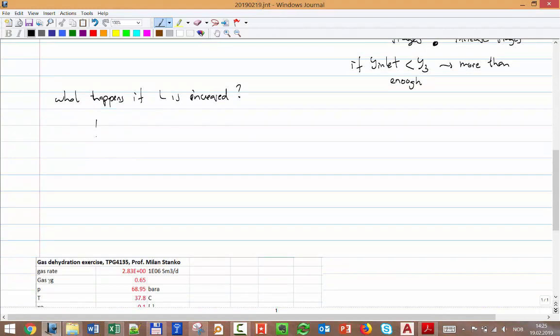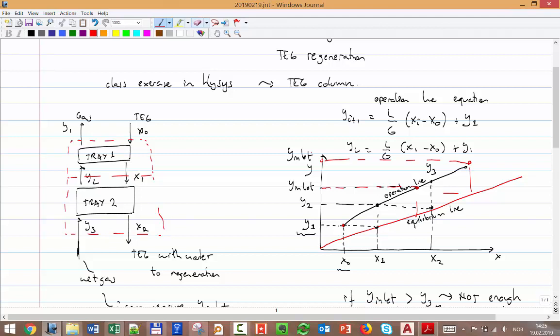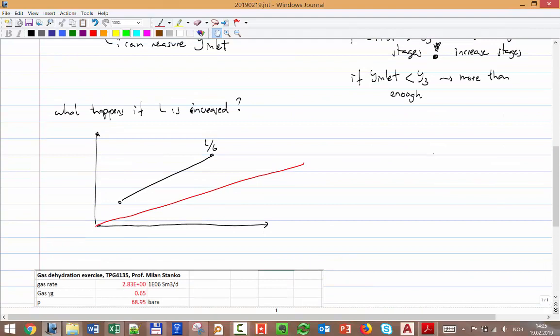L is basically the slope of my operational line. Let's take the base case, which was like that: L over G, that's the slope, and then I have my equilibrium line. What happens if L increases? That tells you that if I put in the same number, I'm going to get a higher value of Y. So my operational line will be something like that, for example, for L prime bigger than L.